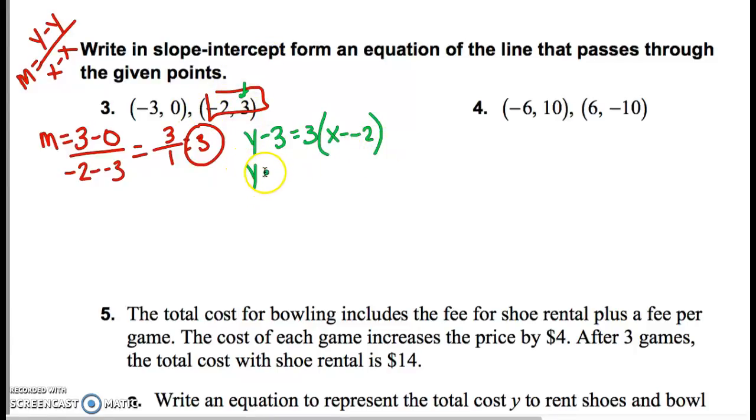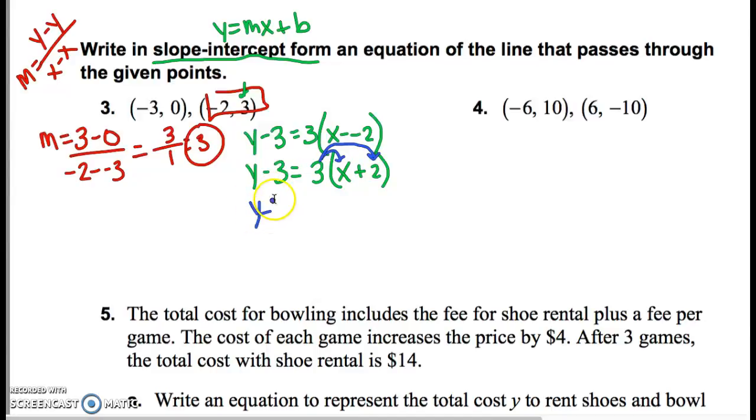Okay, so let me simplify this and make it look a little neater. Y minus 3 equals 3 times x, this becomes plus 2. Now, the directions said to write it in slope-intercept form, y equals mx plus b. We want to solve this equation for y. Well, before we can solve it for y, we need to use the distributive property over here. So now we have y minus 3 equals 3x plus 6.